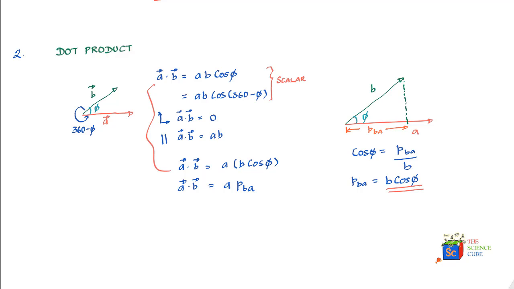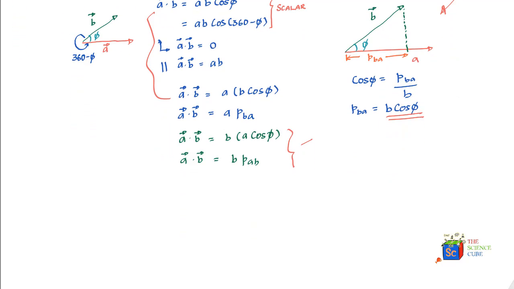What you would also observe is that the projection of B on A is nothing but the x component of vector B. Likewise, if you rearrange A dot B as B times A cos phi, what you would find is that A dot B equals B times the projection of A on B. And I would really like you to work this out just the way we have done this part.